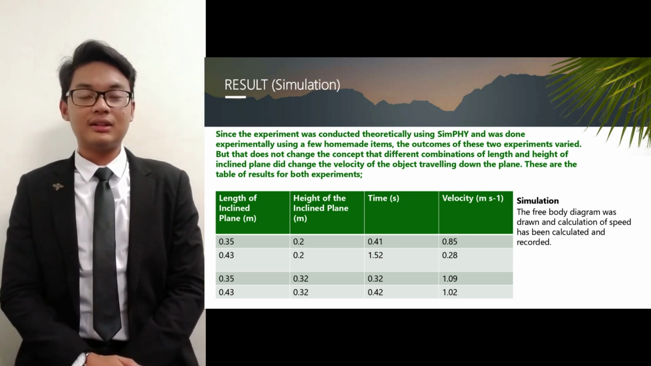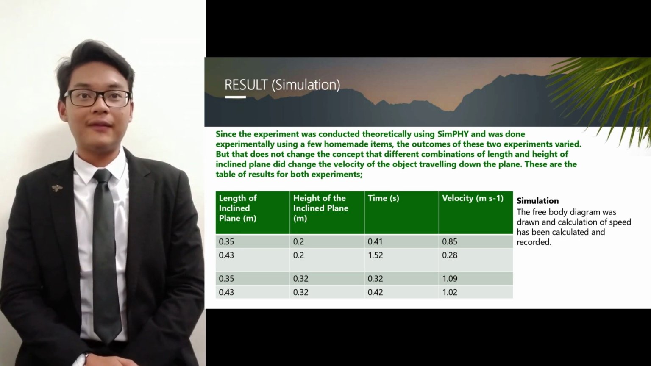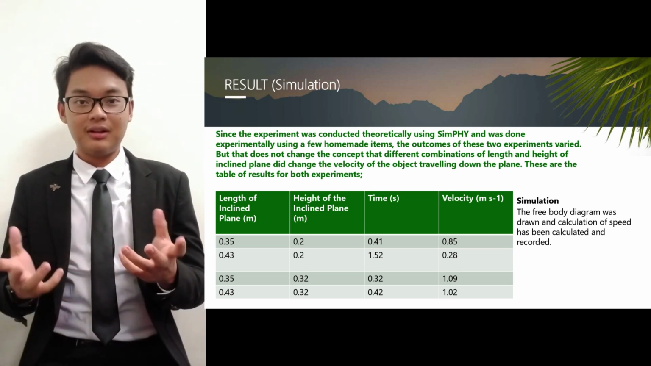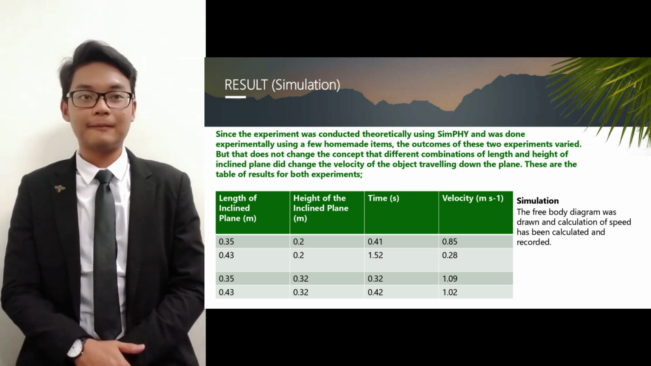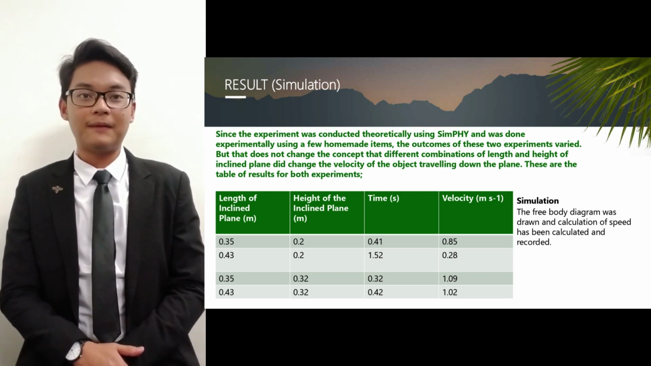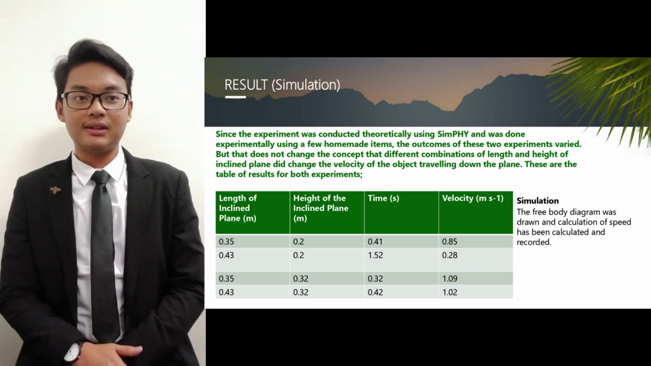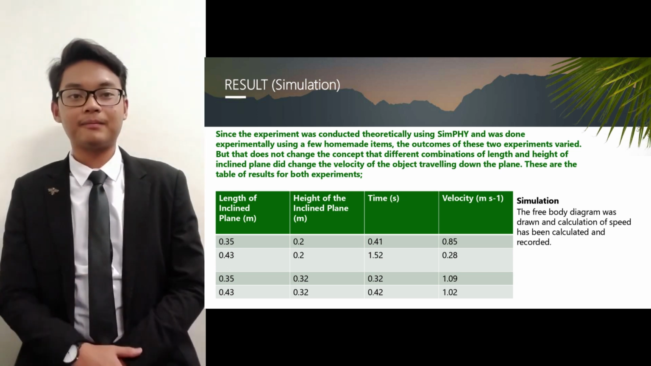After we obtain the results from SimFi, we undergo a real-life experiment using a rock, a ball and a cupboard to prove the concepts gained from the previous results. The different combinations of height and length of the inclined plane produce different velocities of the ball and were recorded in the results table as shown in the slide.